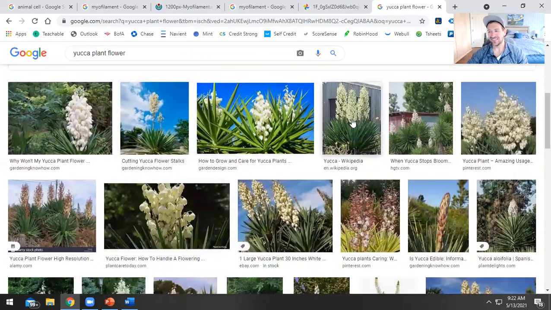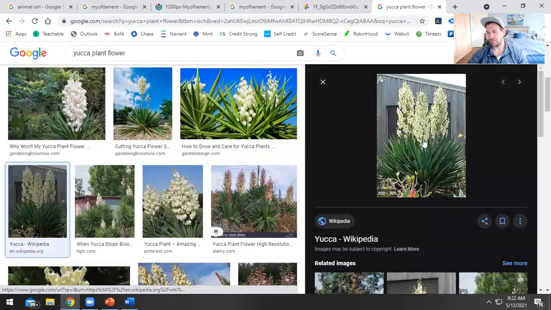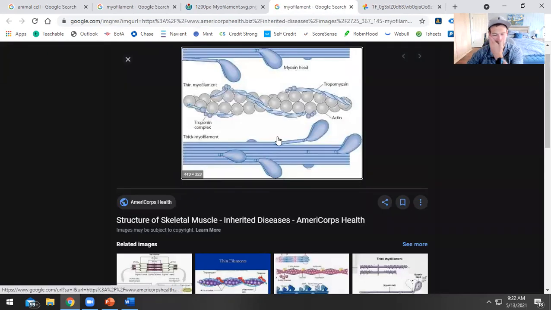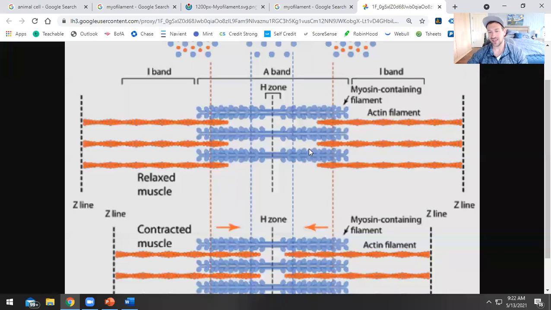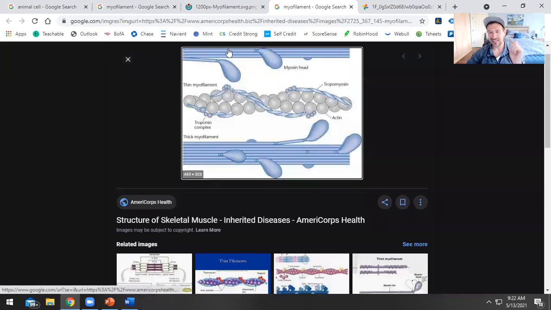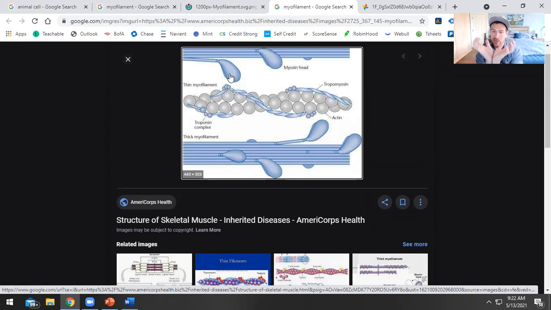There we go. It kind of branches out from this, and that's kind of what I think myosin looks like. You can see myosin has all these little branches here. If you look at this picture, you can see there are two sides to the myosin heads. They want to reach up and grab those binding sites, so it splits its mouth open like this and grabs.